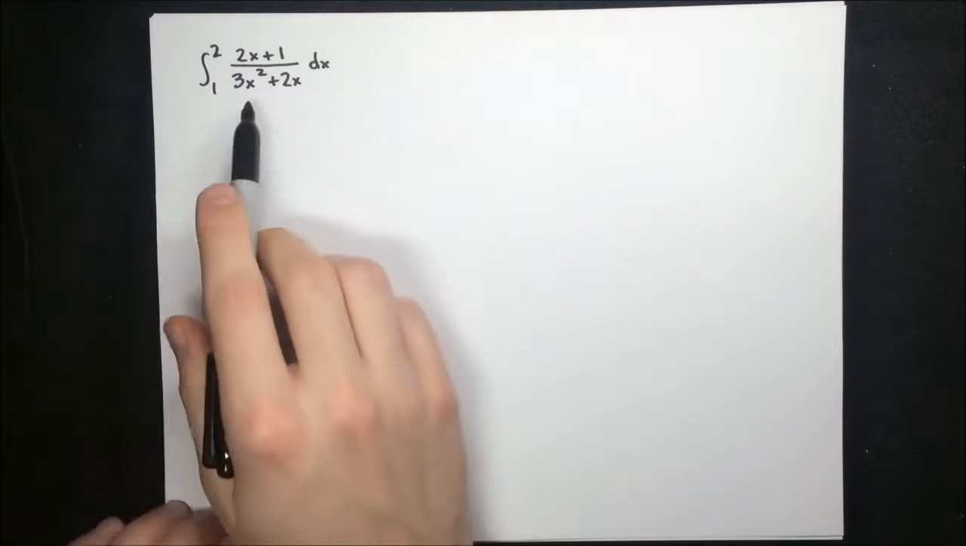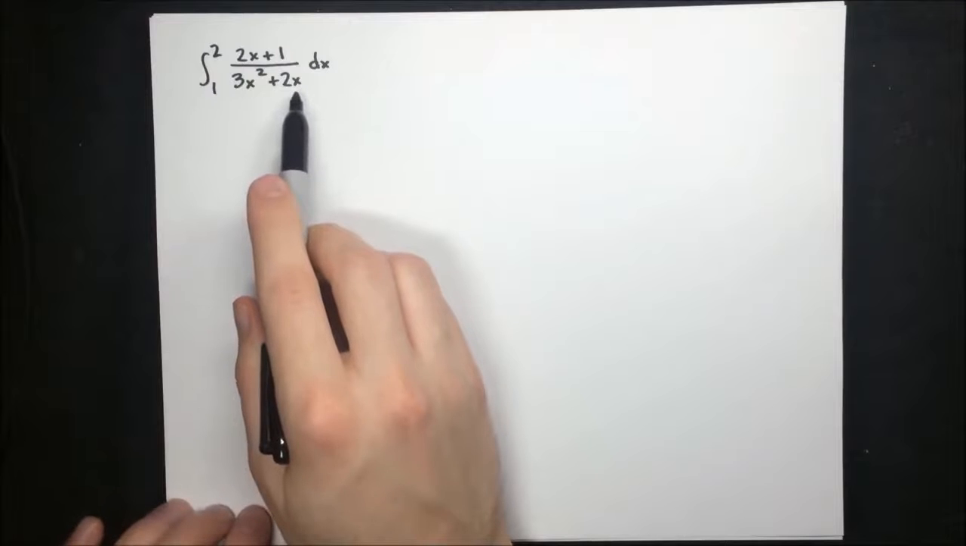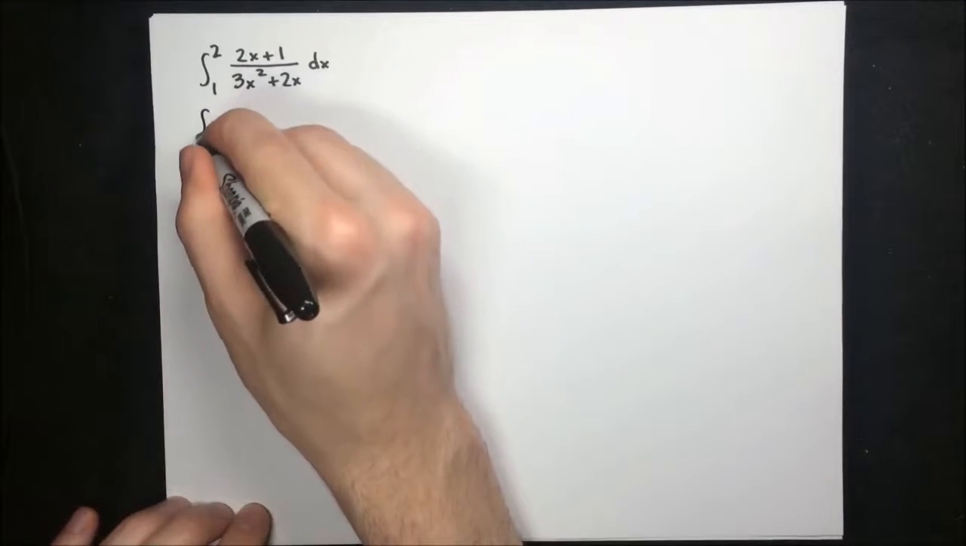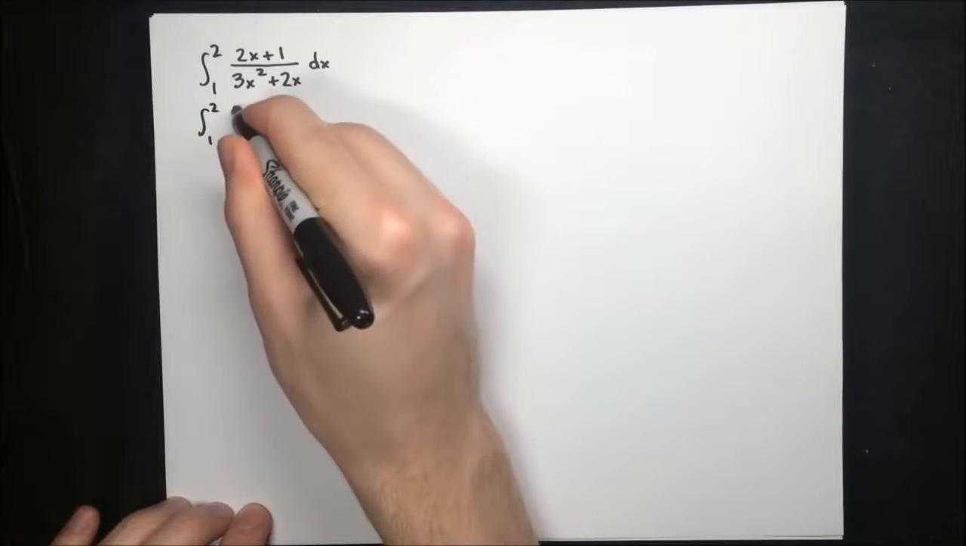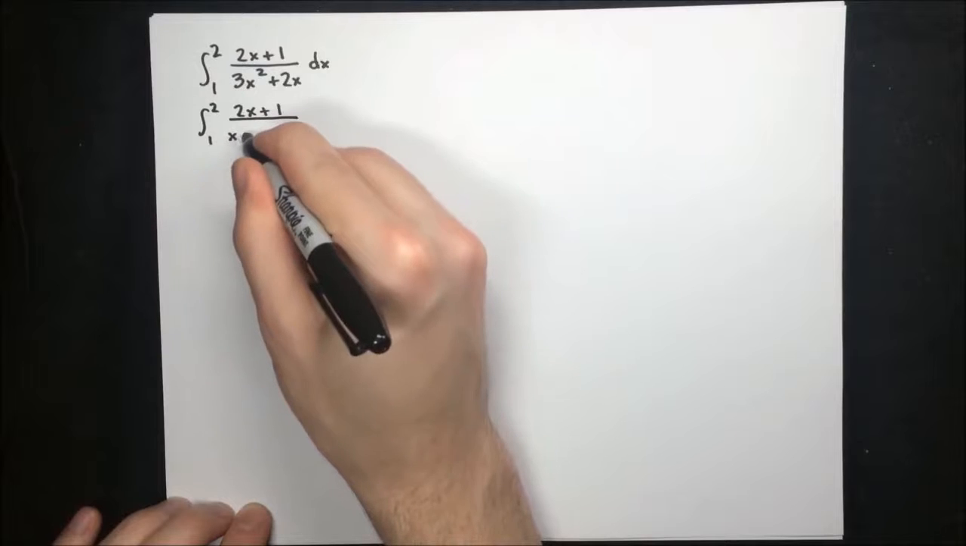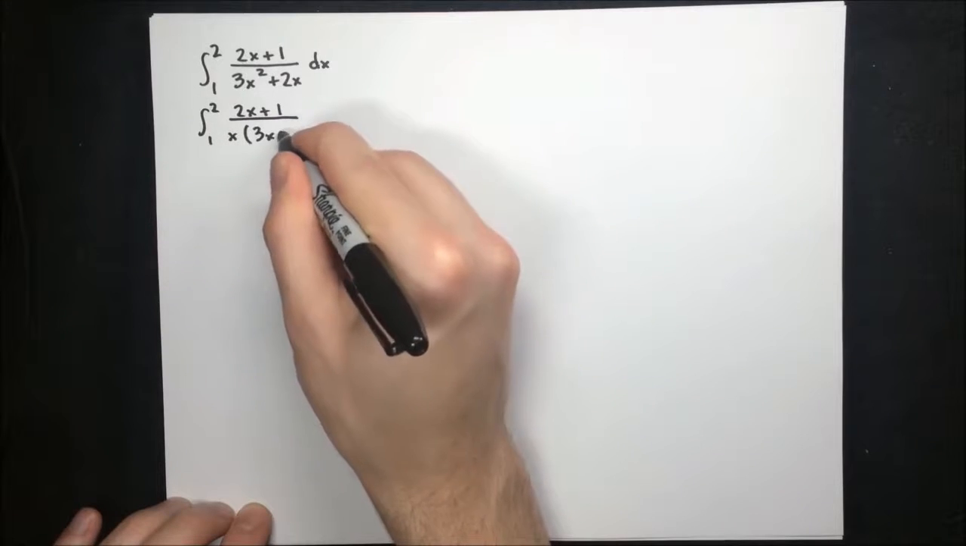Well, yeah, 3x squared and 2x both have an x in them, so that means we can factor out an x. Let's go ahead and do that. Integral from 1 to 2 of 2x plus 1 over x times 3x plus 2.